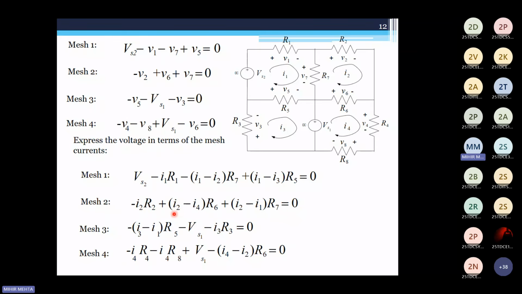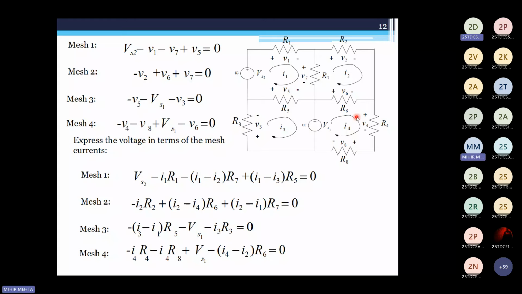But when you are writing the equation for your mesh number 4, your I4 becomes the primary current. So it would be I4 minus I2 multiplied by R6. Why are we doing this minus? Because the resultant current is the subtraction of both the currents. Do you understand this? Yes. Marut, are we clear? Any other doubts?